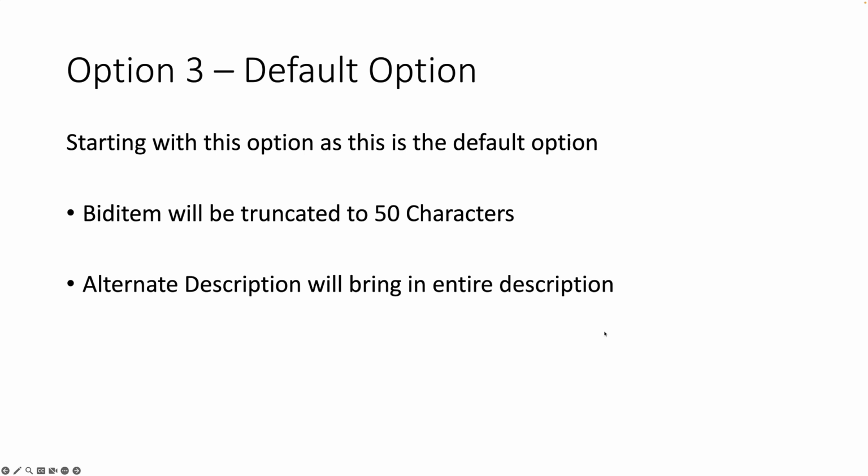All right, so option 3, the default one, is, of course, the bid item will be truncated to 50 characters, and it will be brought in from the Astroware import file or BidX or whatever you're using. However, the alternate description will bring in the entire description. I think there's over 200 characters in the alternate description, so it will bring that in. The issue is, you can see the alternate description in tree view. You cannot see it in quote folders or bid item pricing.